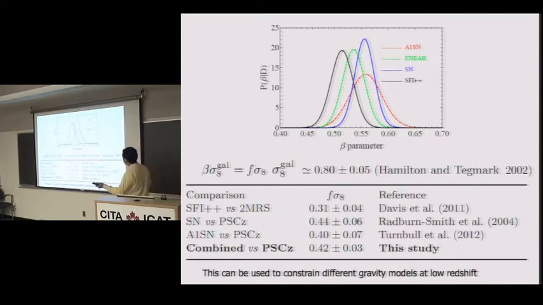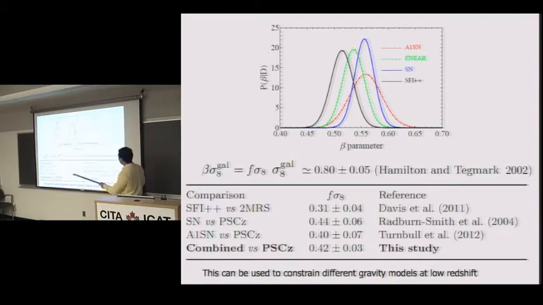And here is our result. So by applying these different catalogs to the velocity field, as we mentioned, the SFI++ I-band catalog, which is a Tully-Fisher catalog for the spiral galaxies, the EMV catalog, which is the early-type catalog for the elliptical galaxies using the fundamental plane method to determine their distance, and also A1SN and SN, the two different supernova catalogs. By using these different catalogs, you can apply them to the likelihood and study their values, and here to probe their values.